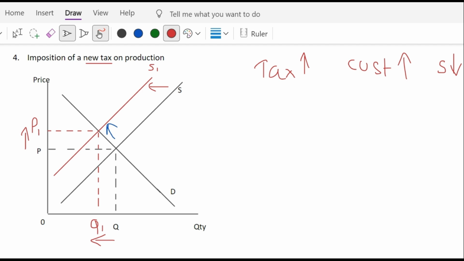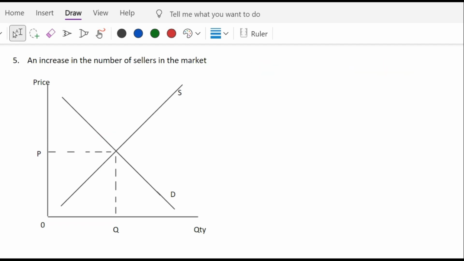The fifth question says an increase in the number of sellers in the market. Number of sellers, this is pretty straightforward. Let's say there are 10 chocolate suppliers in the market. If the number of chocolate suppliers increases to 20, then obviously the supply is going to increase. So there will be a shift to the right in the supply curve from S to S1.